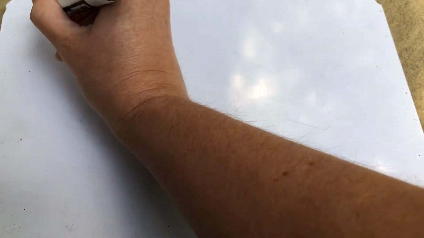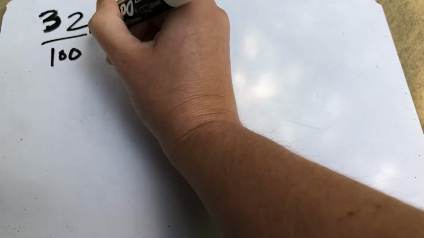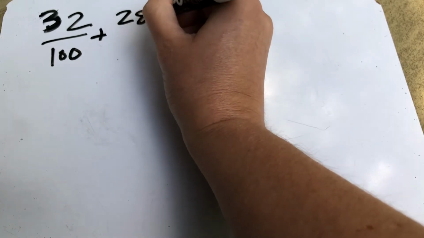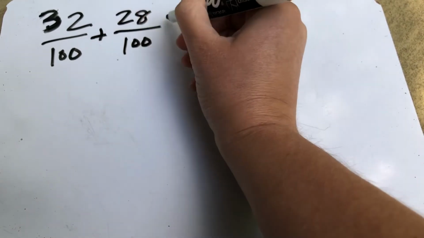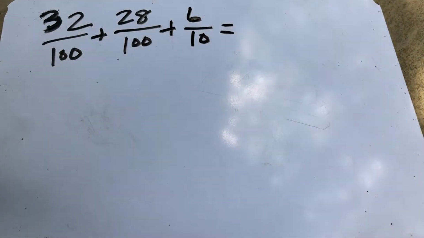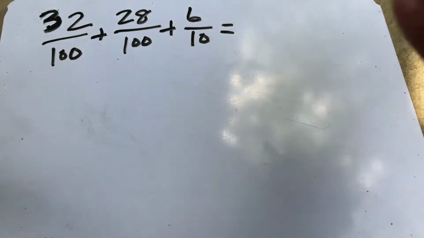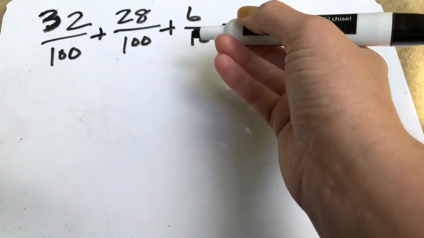Let's do another one. What about 32 100ths plus 28 100ths plus 6/10? How can we do that? So we have two that are the same. We've got the 32 100ths and we've got the 28 100ths. What about the 6/10? We need to convert that to hundreds, don't we?